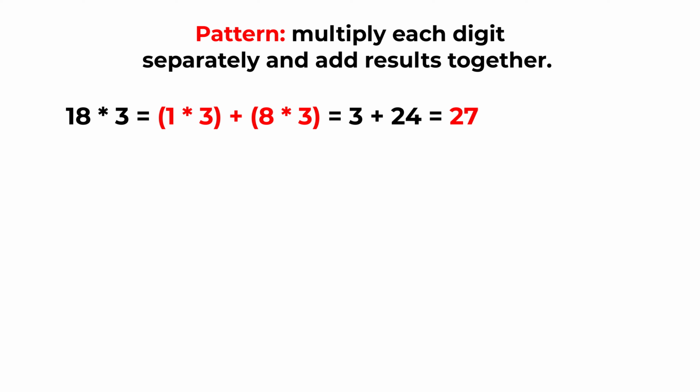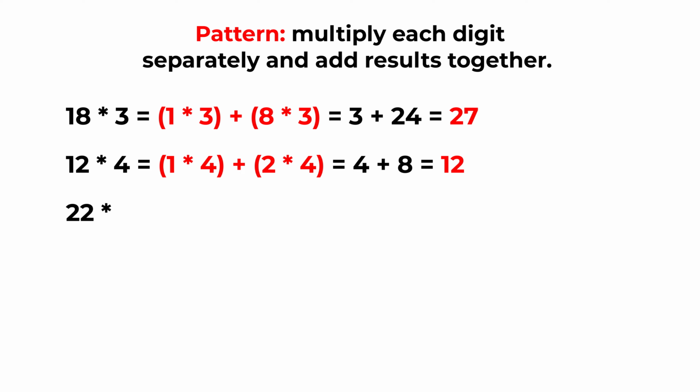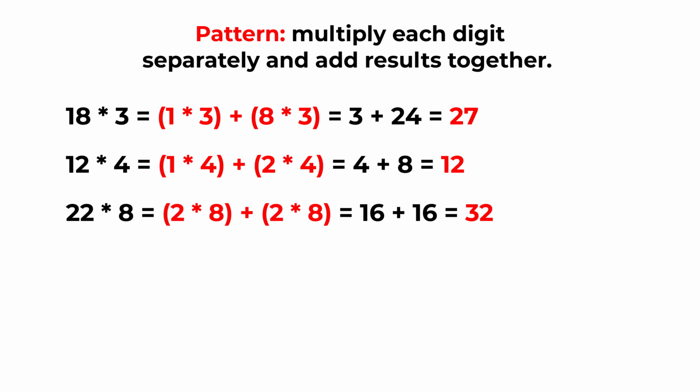In a similar way, 12 multiplied by 4 can be calculated as (1 multiplied by 4) plus (2 multiplied by 4), which would be 4 plus 8, equal to 12. And in a very similar way, 22 multiplied by 8 would be a result of (2 multiplied by 8) plus (2 multiplied by 8), which would be 16 plus 16, which would be equal to 32.